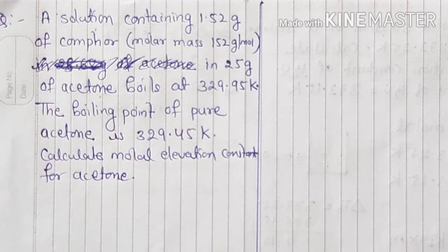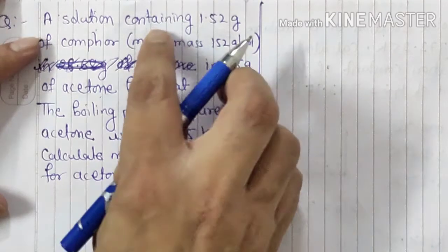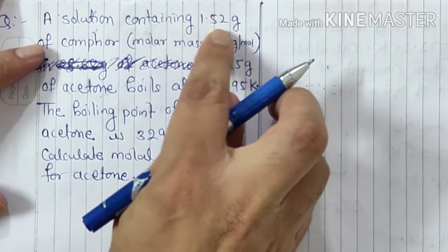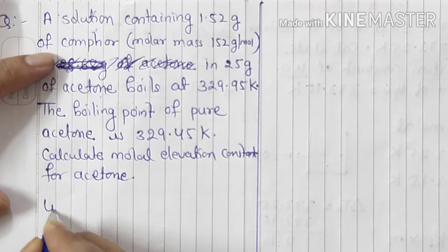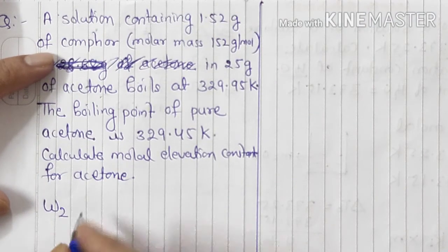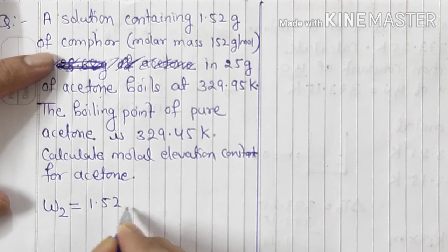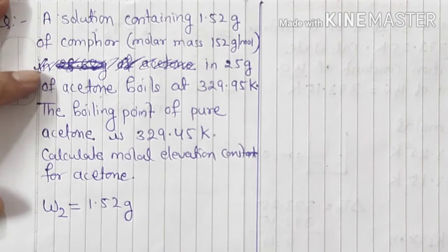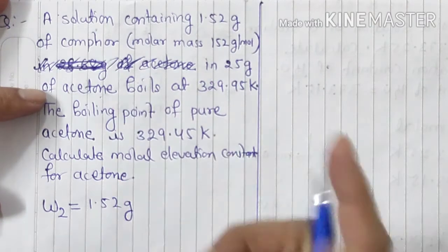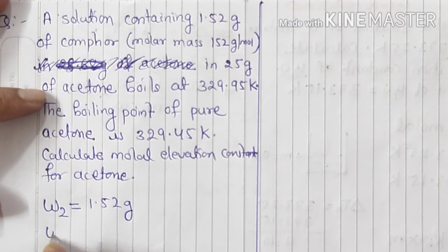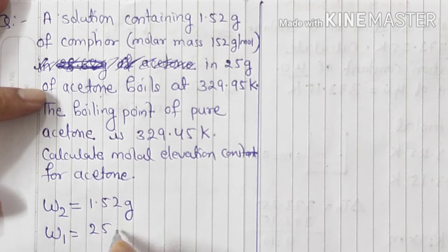Let's write the data. Okay, student, now a solution containing 1.52 gram of camphor, that means weight of solute is given. Weight of solute is W2, that is 1.52 gram, in 25 gram of acetone, that is weight of solvent. Weight of solvent W1 is 25 gram, right?